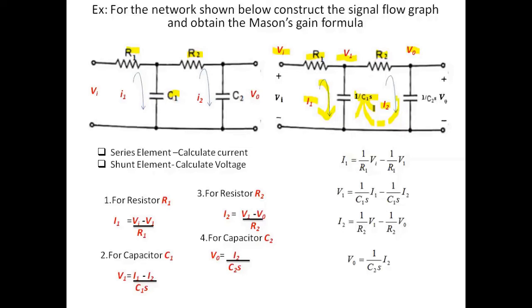The second equation V1 is equal to 1 by C1S I1 minus 1 by C1S into I2. The third equation is given by I2 is equal to 1 by R2 into V1 minus 1 by R2 into V0. The fourth equation is given by V0 is equal to 1 by C2S into I2. So making use of these 4 performance equations, we have to draw the signal flow graph.